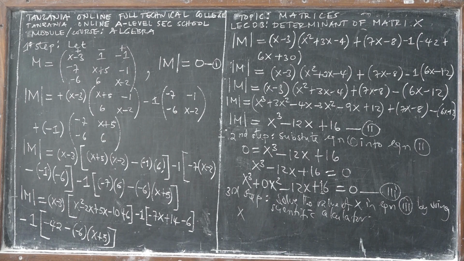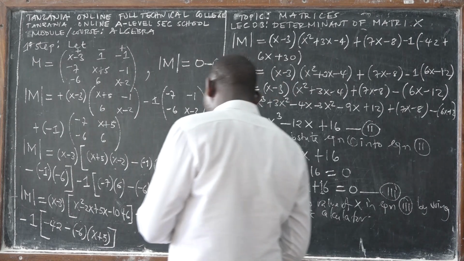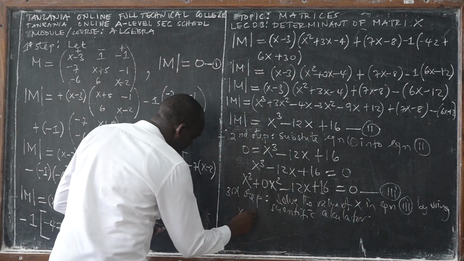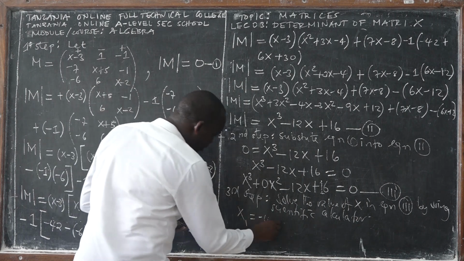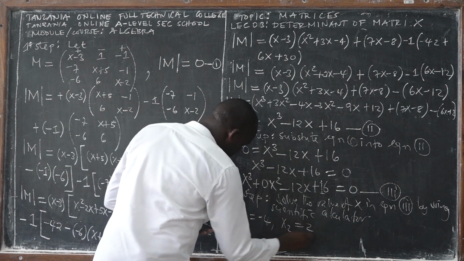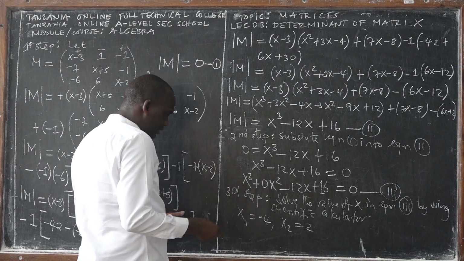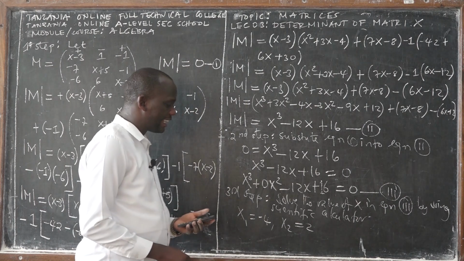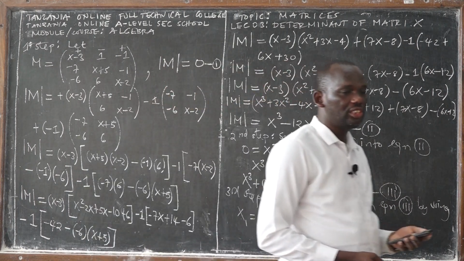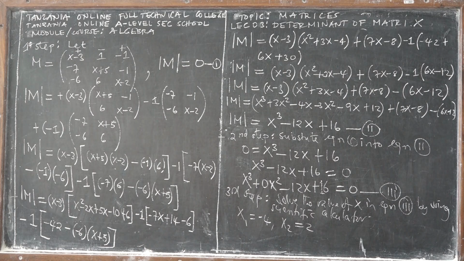Then wait for a while. X is equal to, x1 is equal to negative 4. Then x2 is equal to 2. That's all. So you have just two values: x1 is equal to negative 4, x2 is equal to 2. Which value is the most correct? Positive. Why positive?